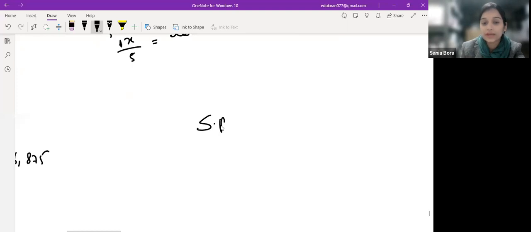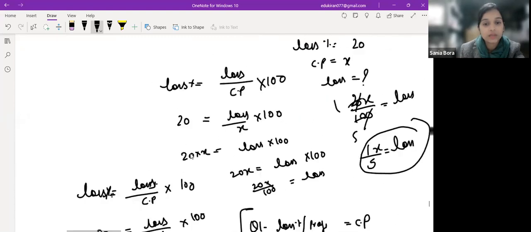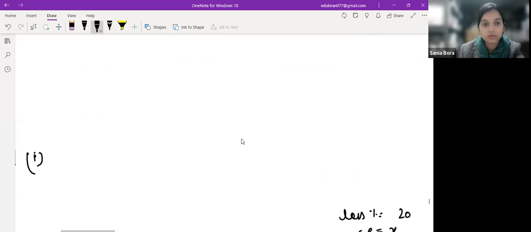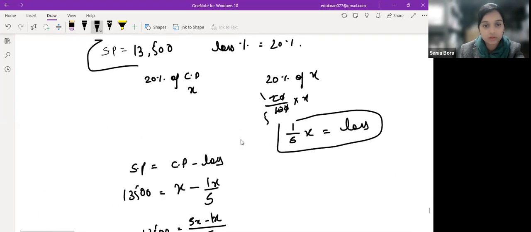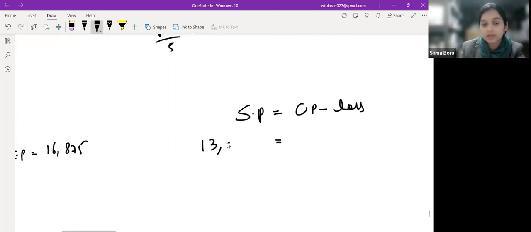You have to find, this is the formula: SP equals CP minus loss. Right? So, SP is already given to you. What was your SP? Tell me. 13,000? Let me read the question. Yes, 13,500. Right? So, SP was 13,500 and CP was X. Loss was 1 upon X upon 5.